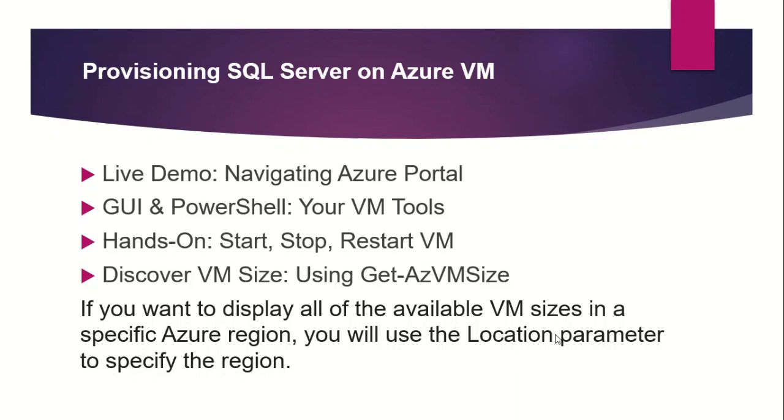We look at that. We also run the command Get-AzVMSize. If we want to display all the available VM sizes in a specific Azure region, we use the location parameter to specify the region. By using this command, we can analyze the unused space consumed, location wise, and we can optimize.